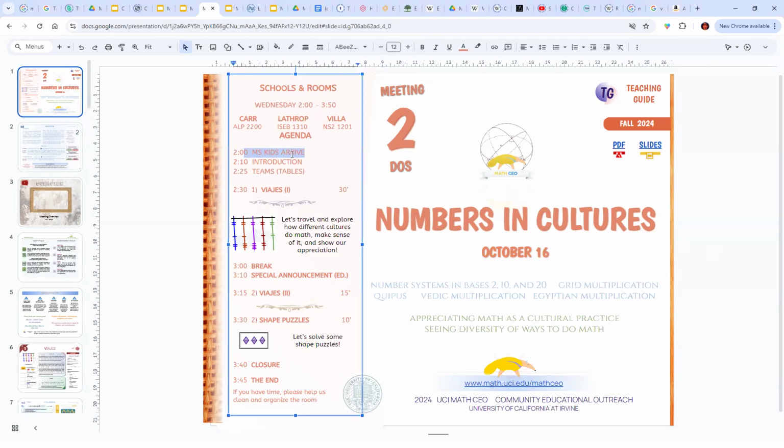So after the MS kits arrive and we have the introduction, we'll start with part 1 called Viajes. That's for travels, which will last 30 minutes, the first part of this first part. But then after the break and a special announcement, we'll continue with part 1 here. But part 2, 15 more minutes. So summarizing part 1, it's actually 45 minutes. It's just broken in 2 parts. The second part is going to be shape puzzles, and you probably recognize these from meeting 1.